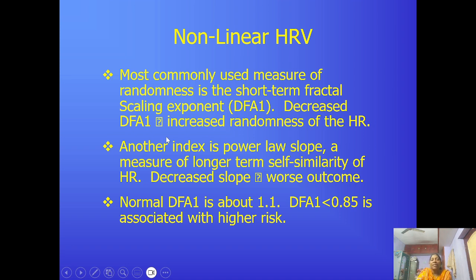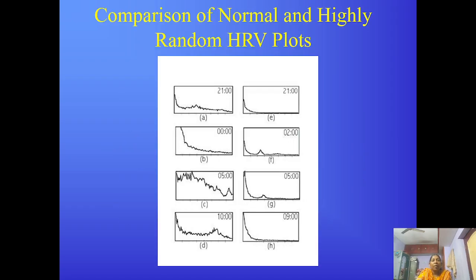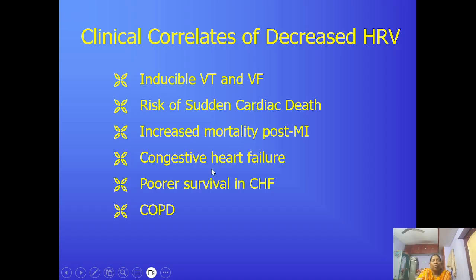When there is a decreased DFA1, it will increase the randomness of the HR. Okay. And the normal DFA1 range is 1.1. If it is less than 0.85, it is associated with high risk. And here, this is a comparison of normal and highly random HRV plots. And what are the clinical correlates of decreased HRV?